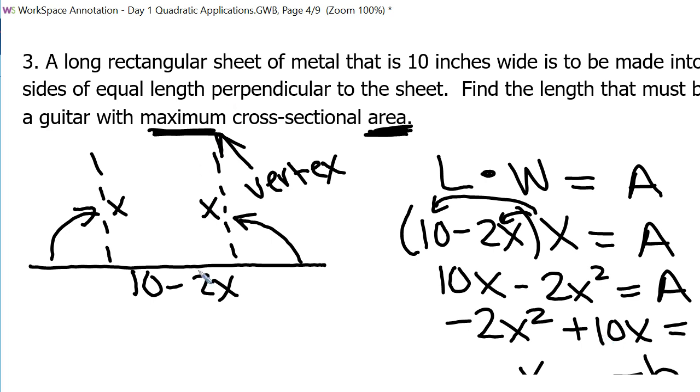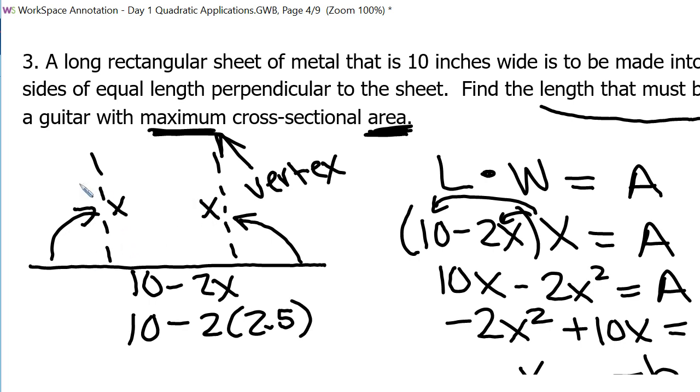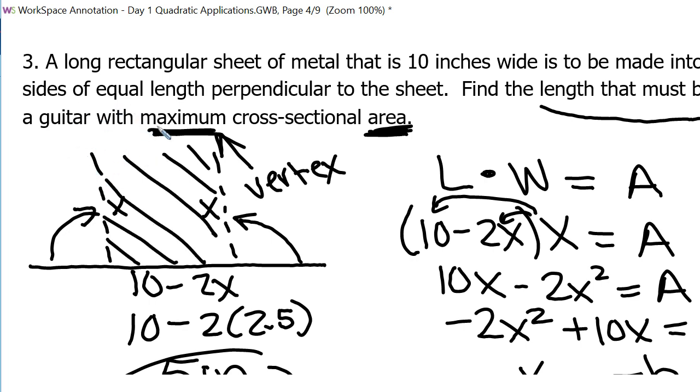Now what did they ask me to find? Find the what? Length that must be turned up. Well, is x the length that needs to be turned up? Yes. So technically I'm finished with that problem. But once I have the length, how would I find this piece right here? Substitute. Do 10 minus 2 times 2.5. So what would this piece be right here? 5 inches. We have 5 inches, 2.5 inches. And if they ask me for that maximum cross-sectional area, the cross-sectional area would just be this piece. Like if you had a 3D object, it would just be the end of the board.